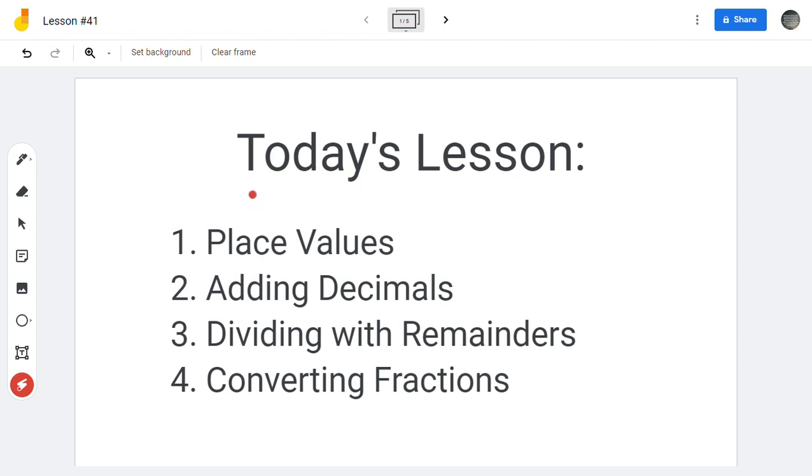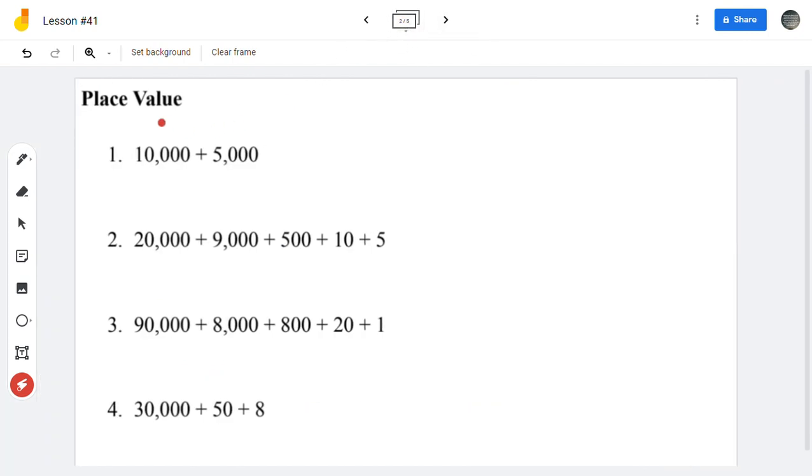Hello fifth graders, today we're going to go over place values, how to add decimals, how to divide with remainders, and how to convert fractions. So for the first section, we're going to go over place values, and if you know the place values very well, this section should be very easy.